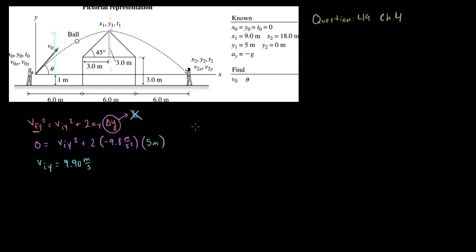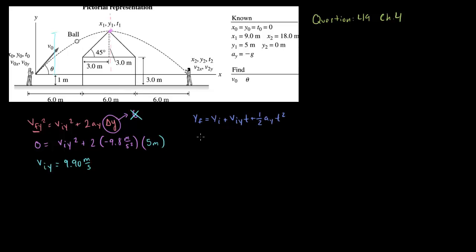Now I'm going to work on the second half of the problem. Actually, I don't even have to work on the second half, because first I want to find out how many seconds it takes to get to the top. In order to do that, I'm going to use another kinematic equation. It's going to be y final equals y initial plus velocity initial y t plus 1/2 a y t squared.